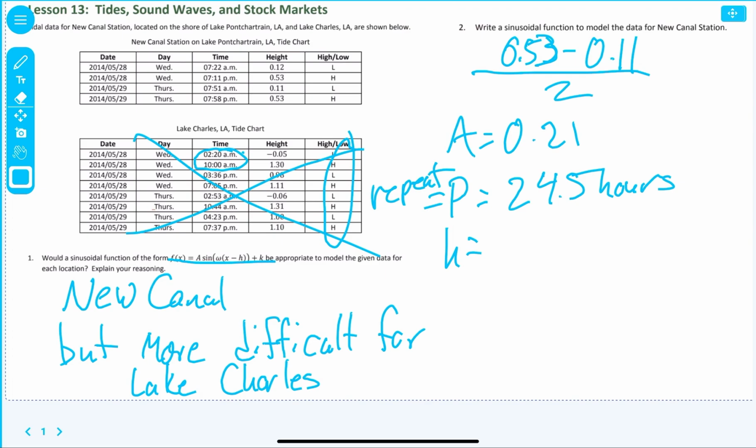So the easiest thing, that's our starting point. We can't start at 0. We're not starting at midnight, right? We don't have that data for midnight. Well, that's the first point that we have on the graph, right? I mean, we can't assume what it's going to be at midnight. So what we would do is think about our horizontal shift. Where's our starting point going to be? Well, it's going to be shifted over 7:22, whatever that is. But we're not doing time, we're doing hours.